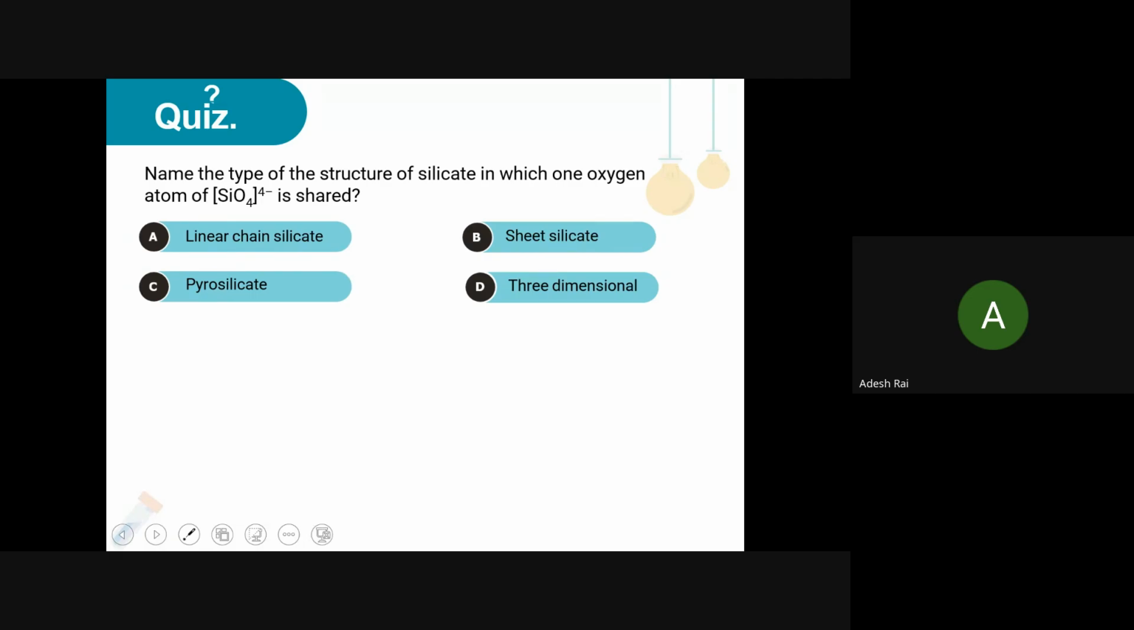Name the type of structure of silicate in which one oxygen atom of SiO4 4 minus is shared. Only one oxygen atom is shared in which case? C, everyone agrees. First one was ortho, then comes pyro. In pyro we share only one oxygen atom, right? In 3D silicates all four are shared. In sheet silicates three are shared. In linear chain, two are shared, right? So pyrosilicate.